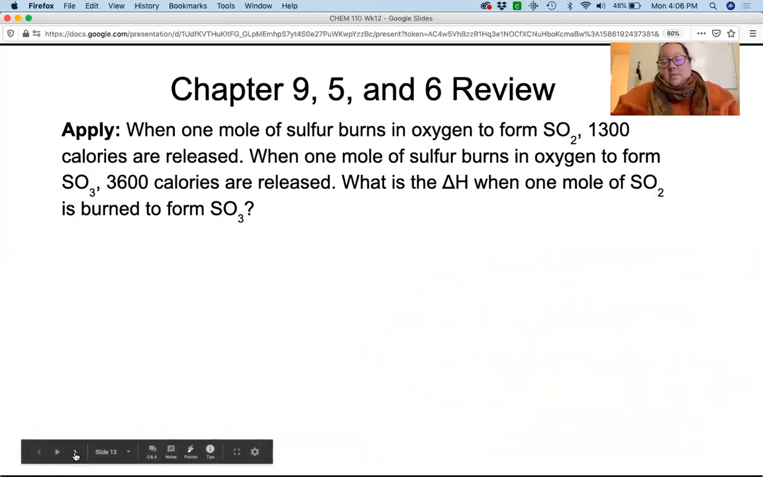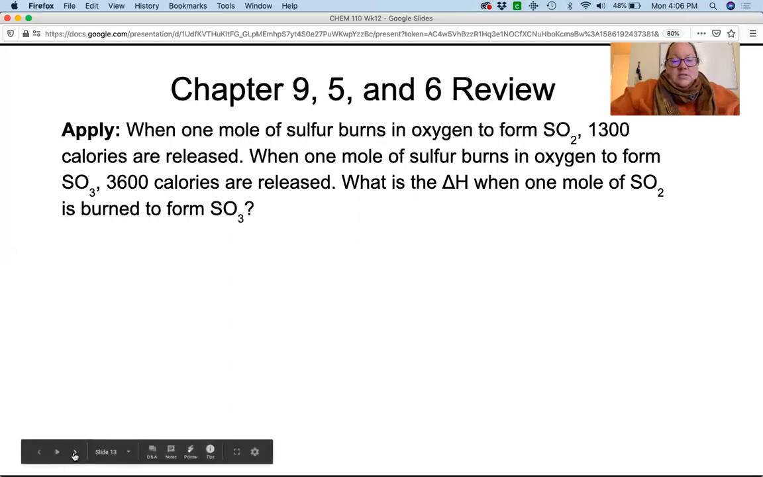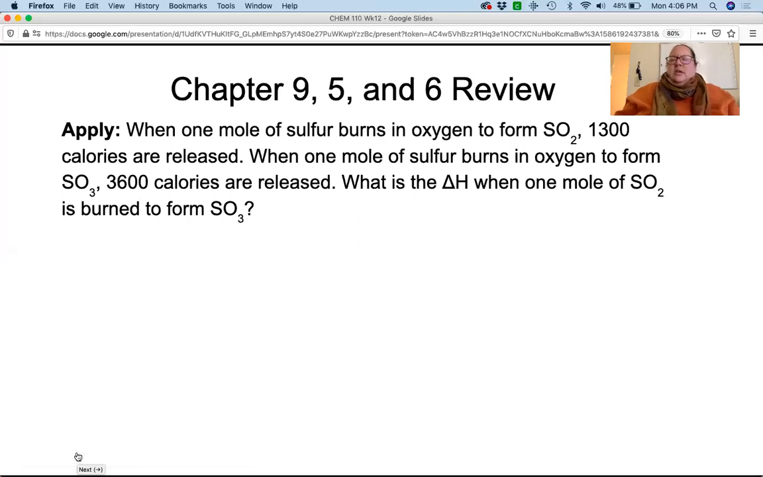Okay, let's apply what we know. When 1 mole of sulfur burns in oxygen to form SO2, 1,300 calories are released. When 1 mole of sulfur burns in oxygen to form SO3, 3,600 calories are released. What is the delta H when 1 mole of SO2 is burned to form SO3? So take a moment, think about what you know. You're going to need to write balanced equations for each of these. You should have 3 balanced equations total. And remember that calories or kilocalories and joules are all measures of enthalpy.